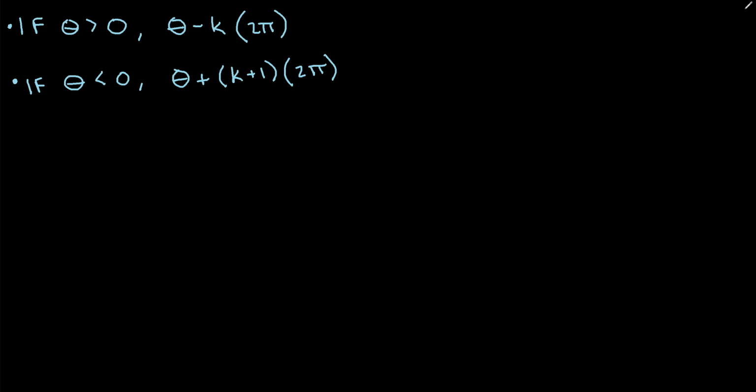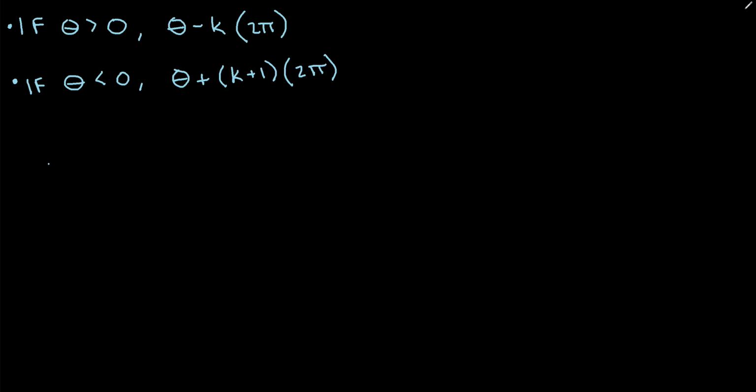If the angle that we're working with is greater than 0, we use this formula: the angle minus k times 2 pi. But if the angle is less than 0, then to find the coterminal angle that's between 0 and 2 pi, we need to use this formula: the angle plus k plus 1 times 2 pi. So let's work through a few examples to see how to use these formulas.